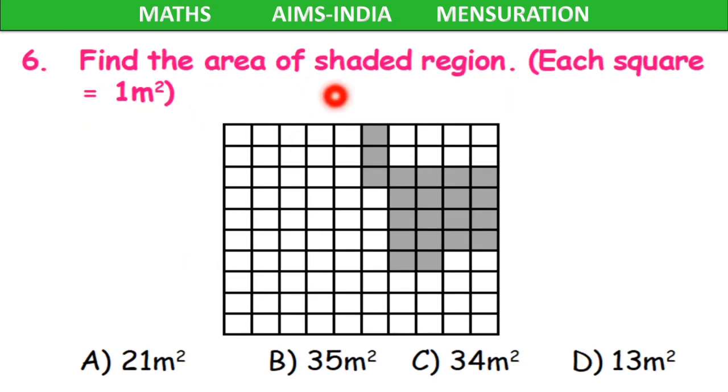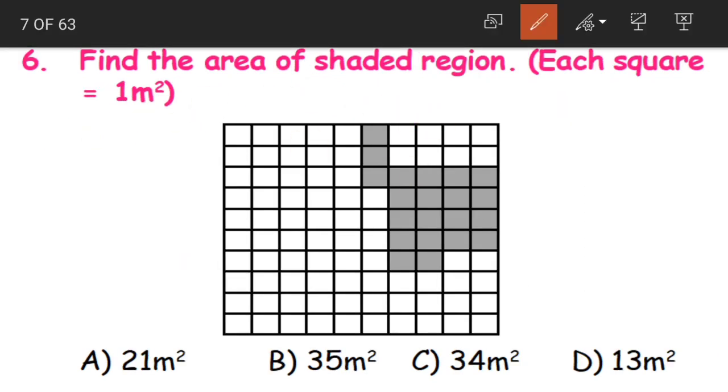Question number 6. Find the area of the shaded region. Each square is equal to 1 meter square. Again, it is the same. How to find out the area of the shaded region now? This shaded region, can you see, children? How to find out? We need to count the number of squares.